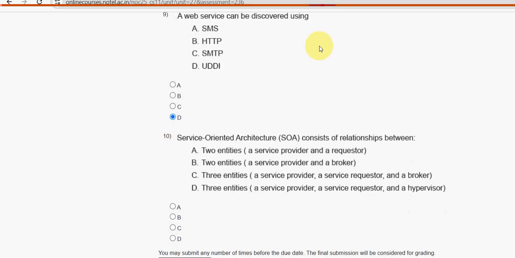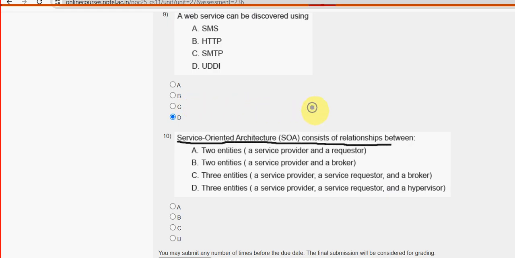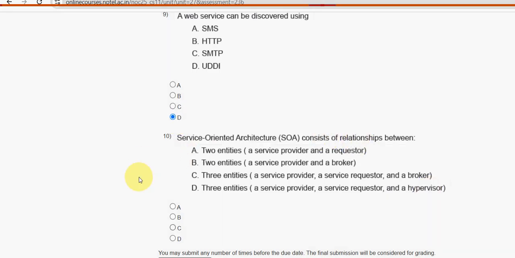Moving on to the final question of the assignment, that is 10th. Service oriented architecture, SOA, consists of relationships between. So the answer is option C, guys. Three entities. What are they? A service provider, a service requester, and a broker. So that's it. So friends, mark option C.